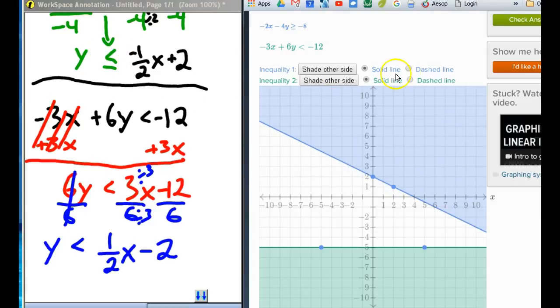It's a solid line, so you could do the solid dash right here. We'll keep solid. And it is less than, so I'm going to shade the other side. Shade it down. And then here, I'm going to start at -2.